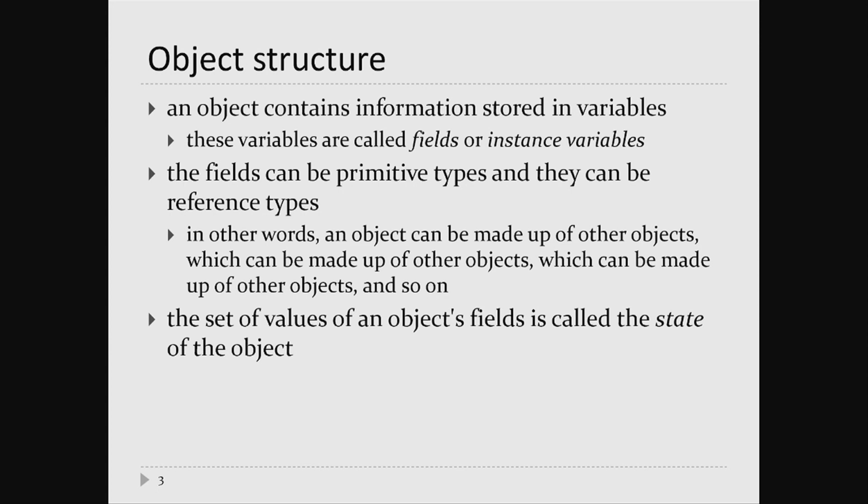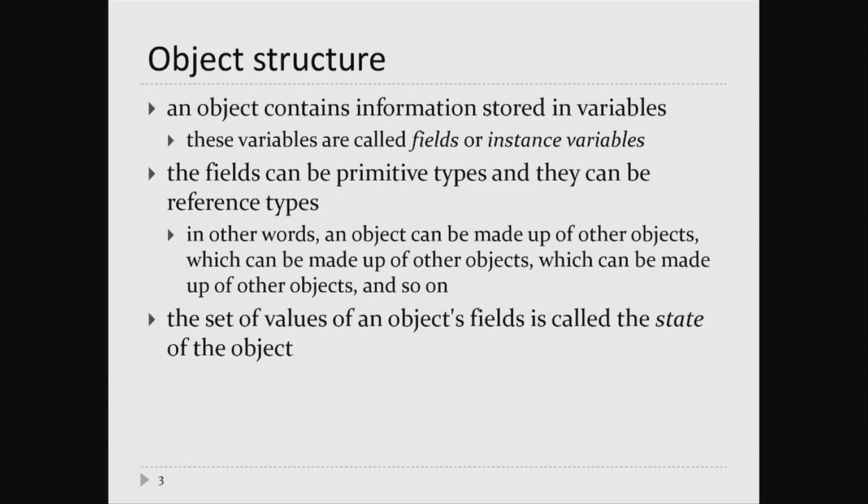Now the structure of an object: every object has information. An object carries information with it stored in its own variables. With every object that you have, it's got its own pieces of information. These variables are called fields or instance variables in Java. Now the fields can be primitive types and they can be reference types. So what does that mean? That means an object can be made up of other objects, and those objects can be made up of other objects, and so on. And so you can layer this complexity very easily if you use objects.